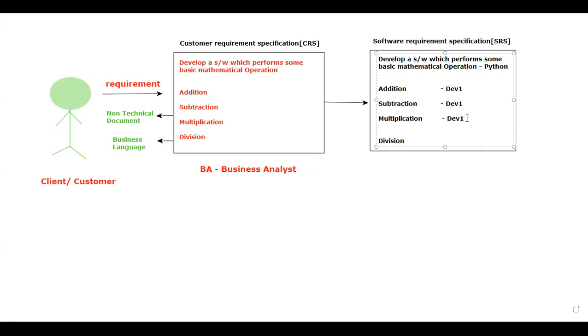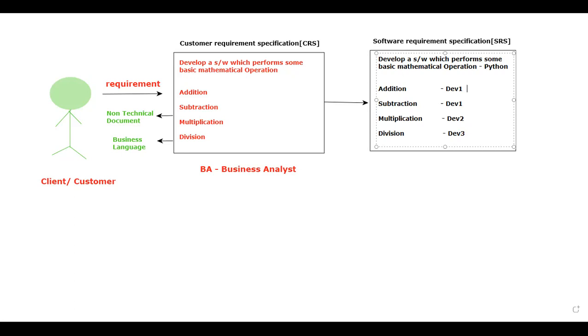Okay, developer 2 is responsible to develop the logic for multiplication. Similarly, developer 3 is responsible for developing the division logic. That means after developing all the logic, they will combine and give the software to the customer.